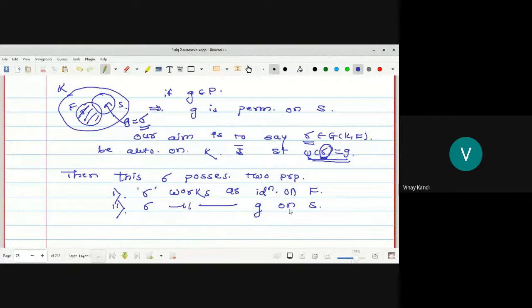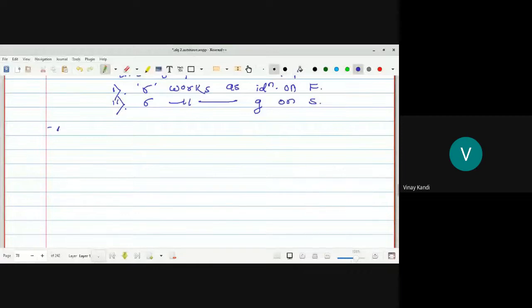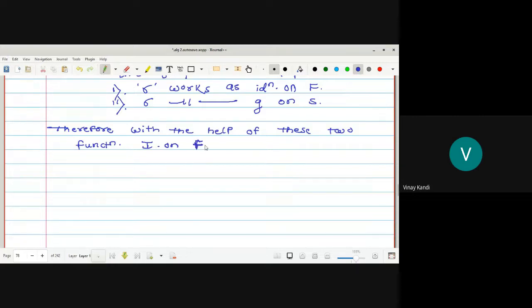So therefore, with the help of these two functions, G and sigma, identity on F and G on S can be constructed.